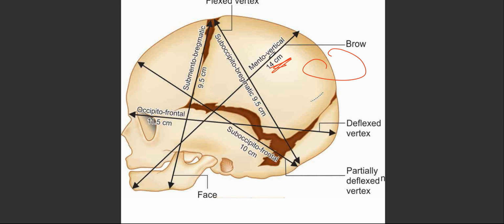Whenever bregma comes in your diameter, it may be a sub-occipito-bregmatic diameter or a sub-mento-bregmatic diameter. It always represents 9.5 centimeter. These two are the golden rules you have to remember. For the brow presentation, it is the largest diameter, which is 14 centimeter, and whenever there is a bregma, it is 9.5 centimeter.